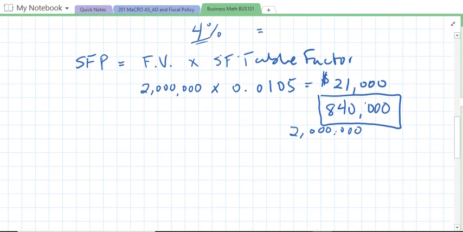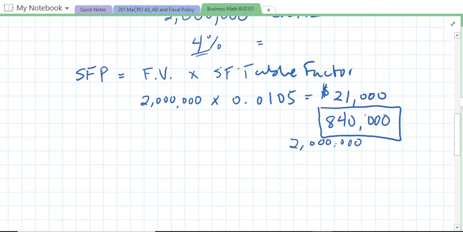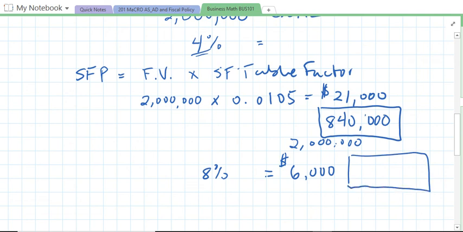And this is why you want to earn a higher interest rate. Because if the interest rate were 8%, you'd only have to save $6,000 a year. So $6,000 times 40, minus the interest, is $240,000. So at 8% interest, you can turn $240,000 with the interest over that time period into $2 million.